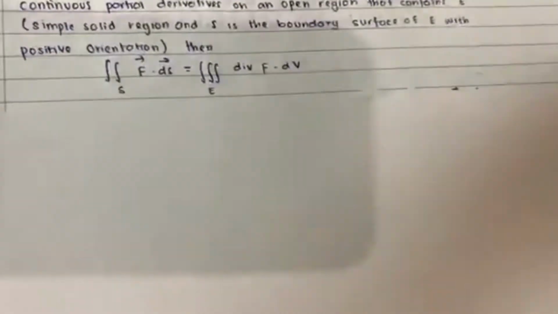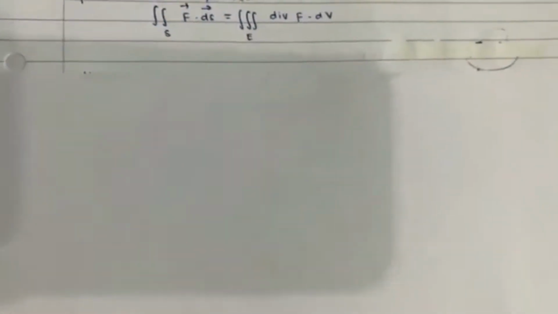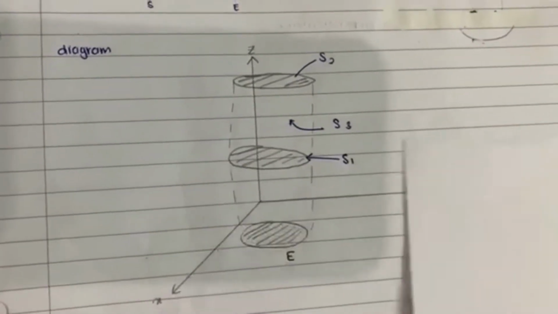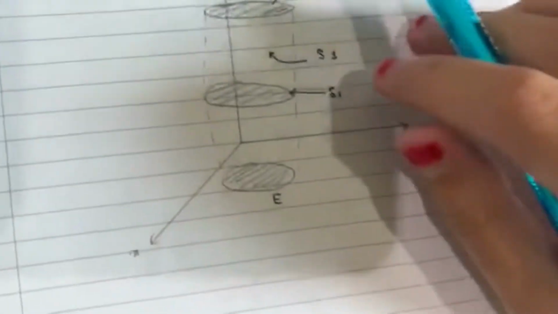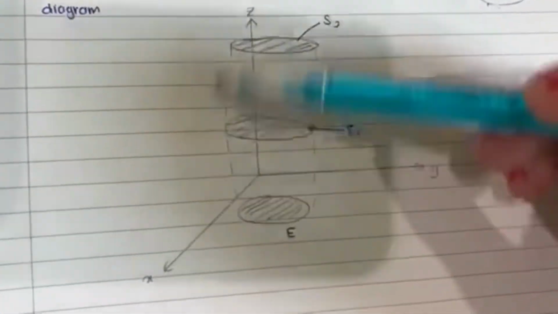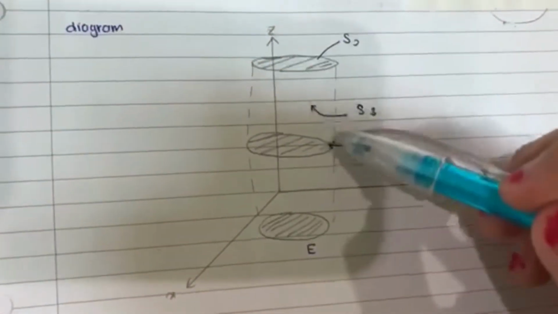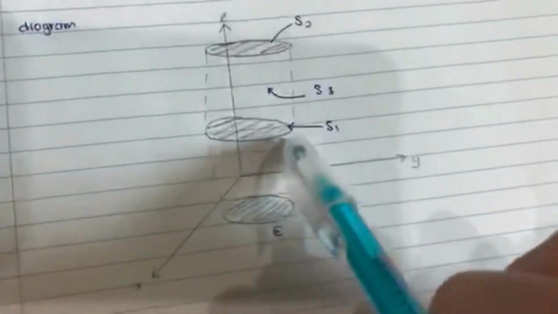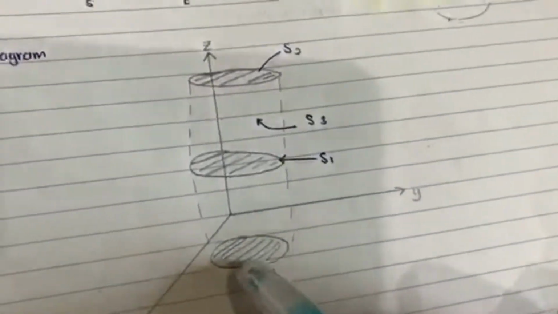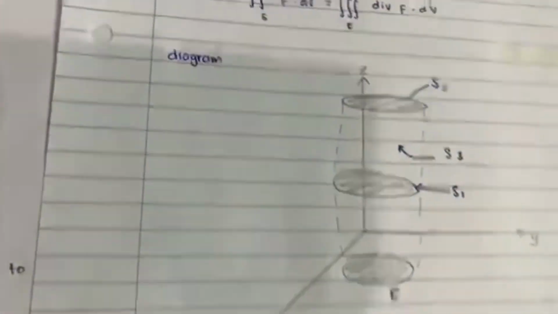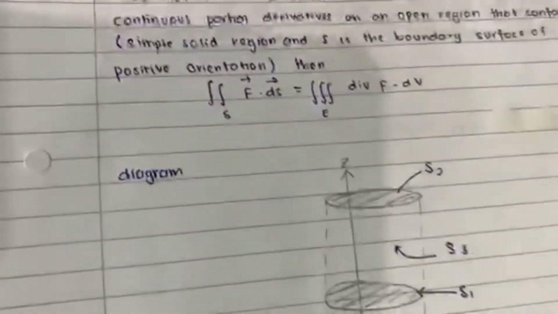I already sketched a simple diagram for the proof reference. This is the diagram. It is not a cylinder, but just a region connected by these lines. This is my surface 1, and this is my surface 2. This is my domain E, and this surface is my surface 3. So let's continue to the solution.